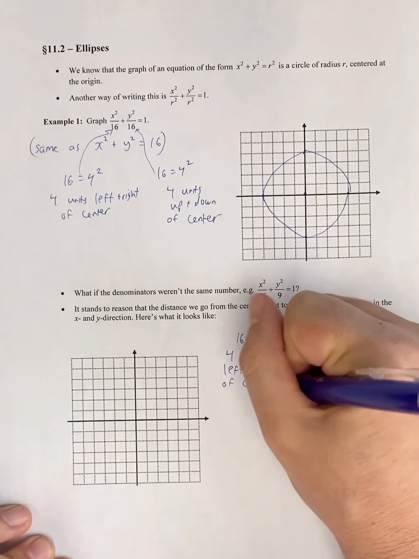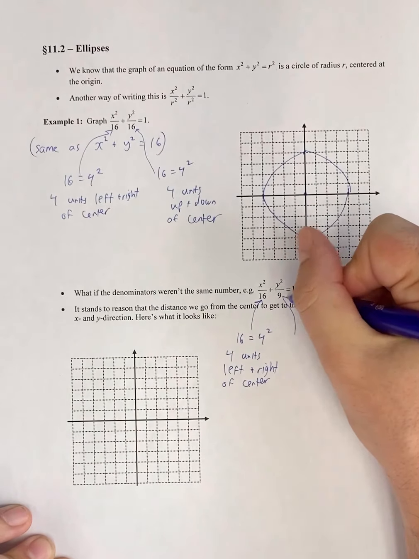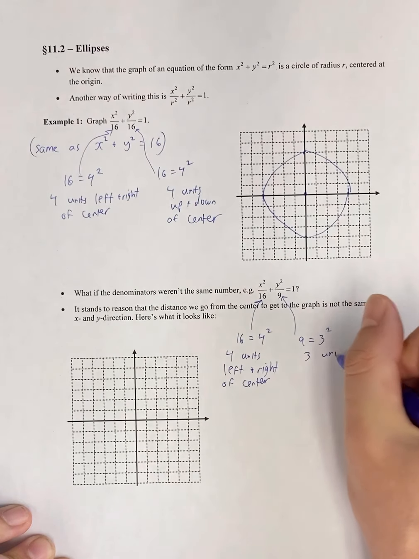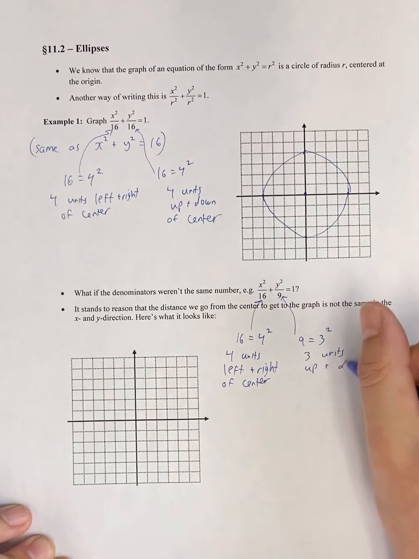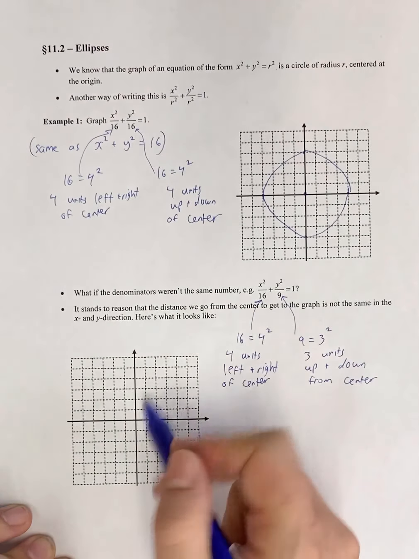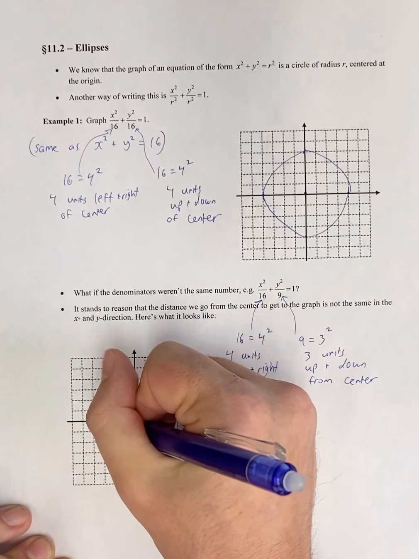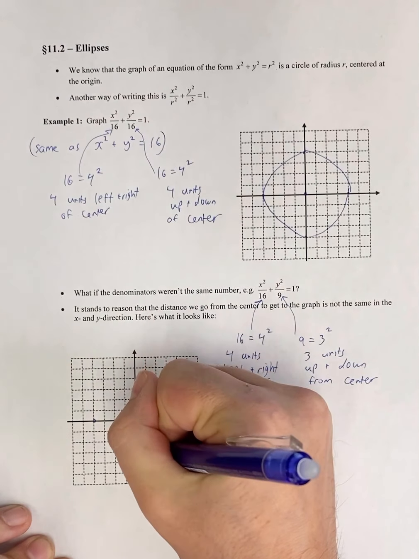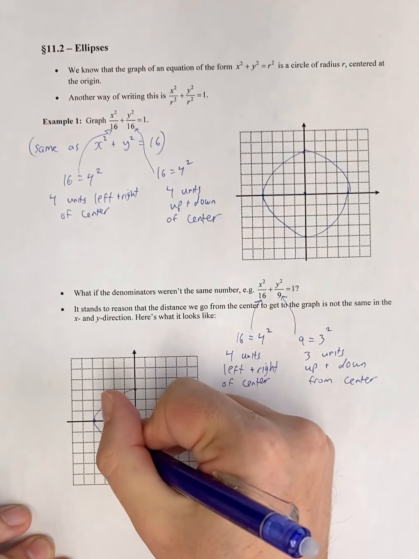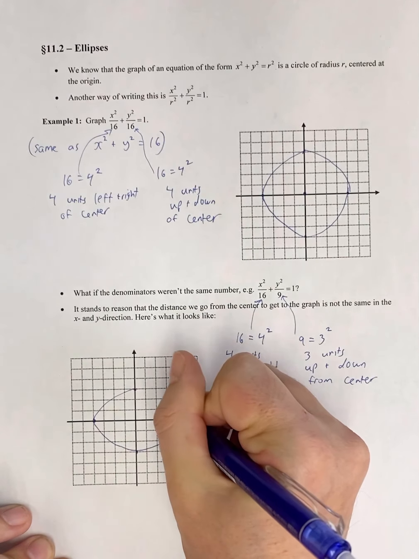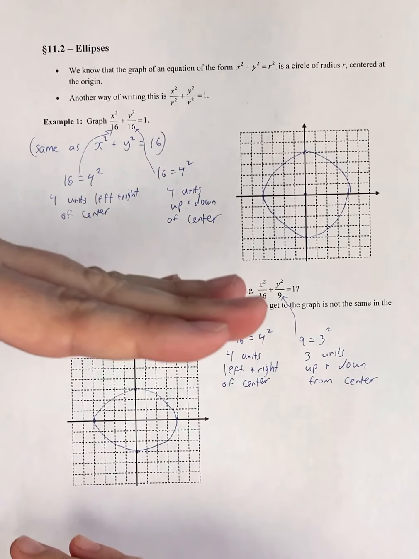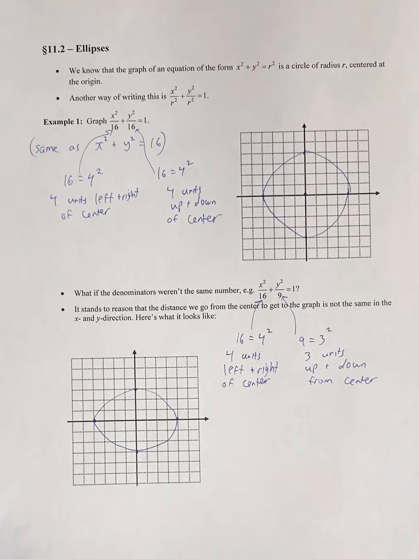of the center. But then we have a different number under the y term. 9 is 3 squared, and so that tells us to go 3 units up and down from the center. So I start at my center, which is the origin, go 4 units left and right, and go 3 units up and down, and connect. So this looks like something like a squished circle. If we took the circle and we squished it some amount together. Well, that's what an ellipse is.